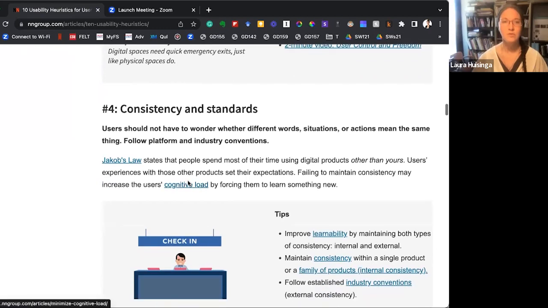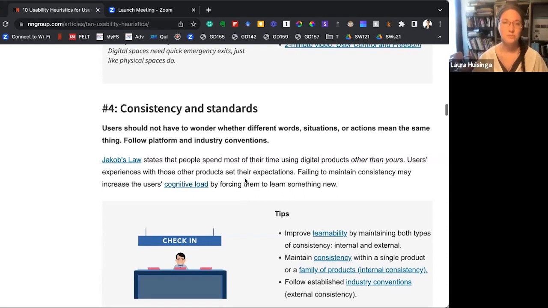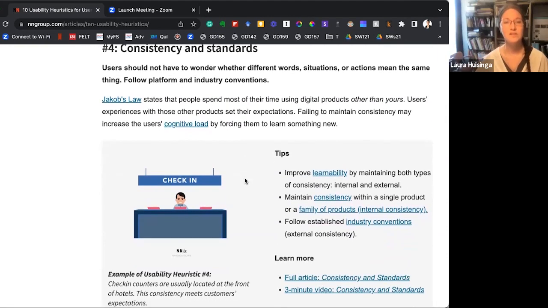Number 4, consistency and standards. Users should not have to wonder whether different words, situations, or actions mean the same thing. Following platform and industry conventions is important. So Jacob's law states that people spend most of their time using digital products other than yours. Users' experience with those other products sets their expectations.